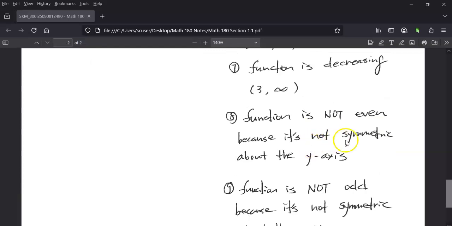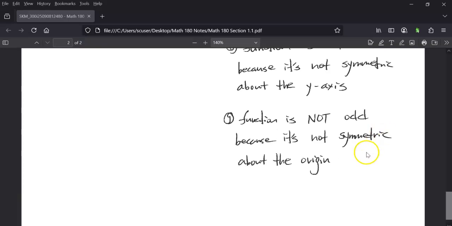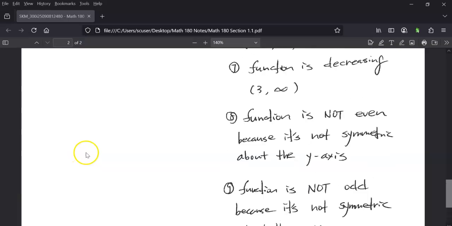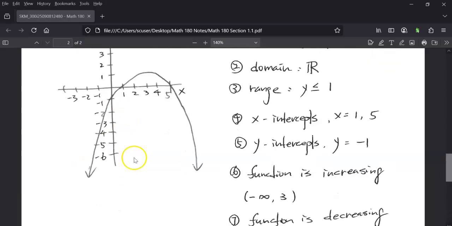Okay, so the function is not even because it's not symmetric about the y-axis. Any function that's symmetrical about the y-axis is considered an even function, and an odd function is anything that's symmetrical about the origin. In this case, this particular graph is neither.